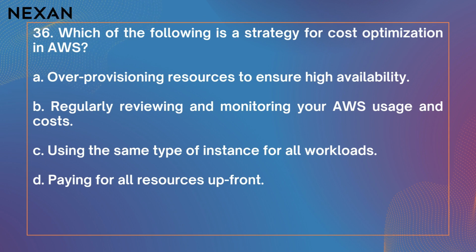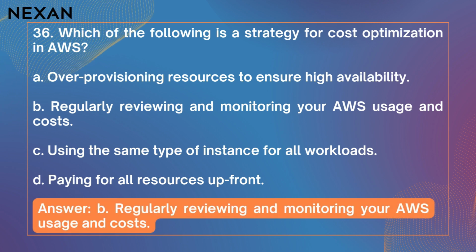36. Which of the following is a strategy for cost optimization in AWS? A. Over-provisioning resources to ensure high availability. B. Regularly reviewing and monitoring your AWS usage and costs. C. Using the same type of instance for all workloads. D. Paying for all the resources upfront. Answer: B. Regularly reviewing and monitoring your AWS usage and costs.